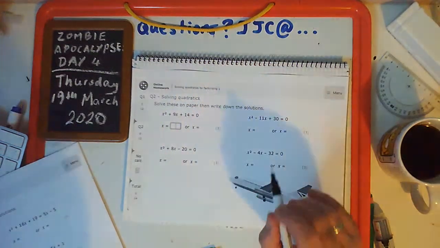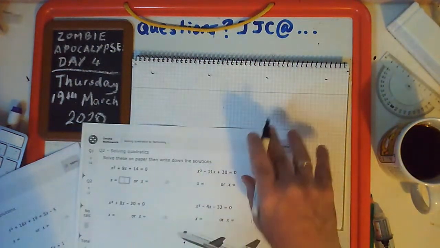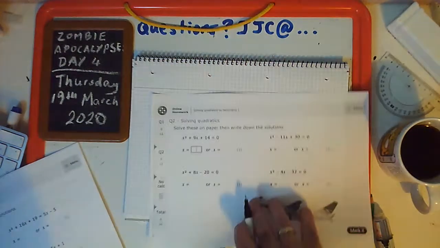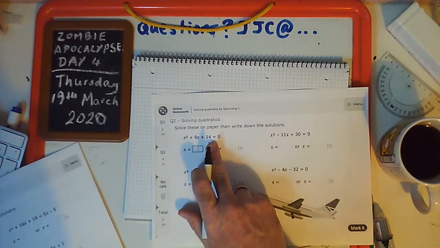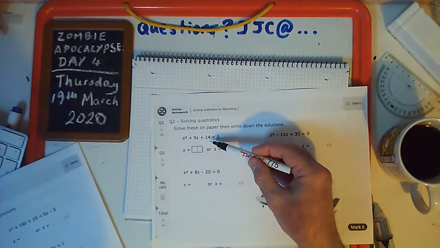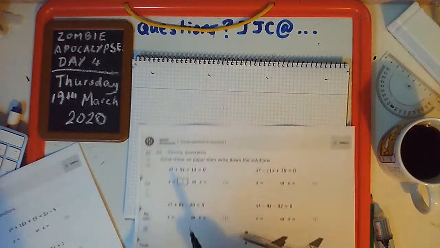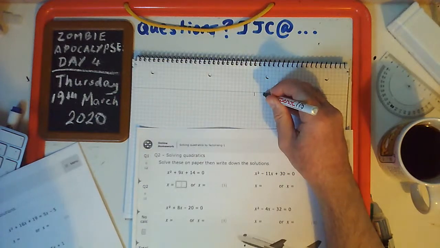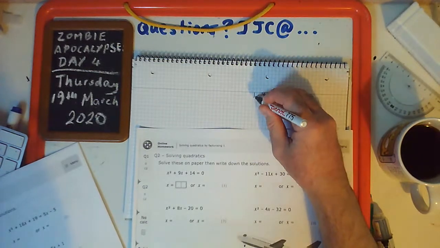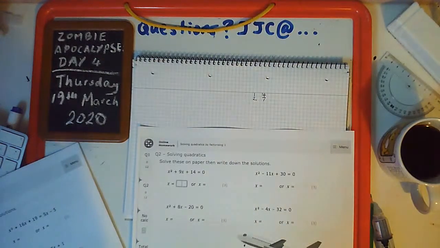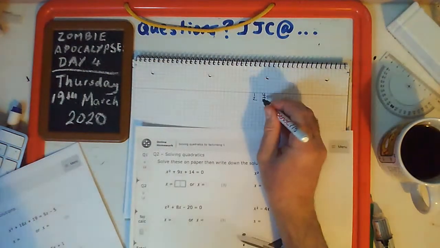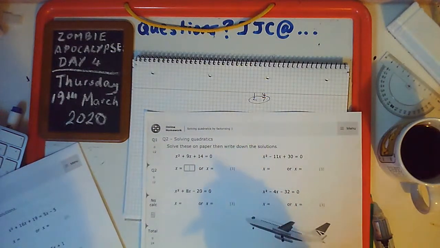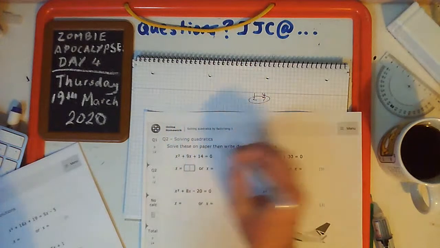I'll skip the first one because it's fairly straightforward. Or shall I do the first one? No, I'll do the first one fairly quickly. So x squared plus 9x plus 14, we're looking for factors of 14 that add up to 9. So factors of 14 could be 1 times 14, could be 2 times 7, and in fact those are the only numbers that go. And 2 and 7 add up to 9, so our factors of 14 that add up to 9 are 2 and 7.